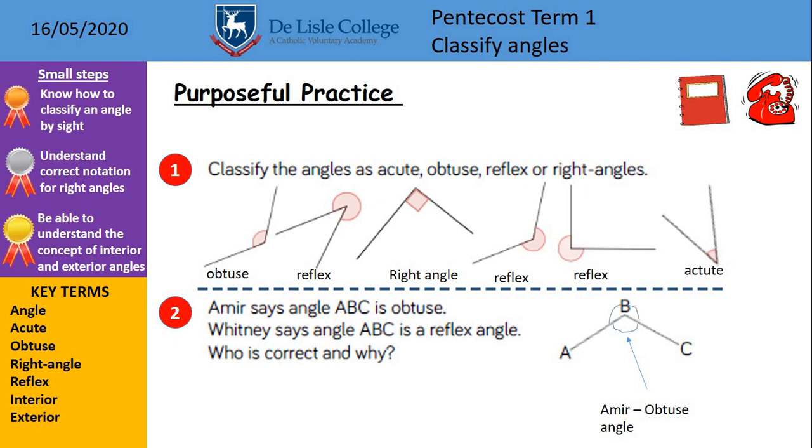Whitney, she might be looking at the other side of it, which is still ABC. That then would be greater than 180 degrees, and that would show that that is a reflex angle. Okay, so in effect there, both would be correct depending on how they looked at it, which is why on questions like this you tend to highlight exactly which side you're referring to when you want the angle measured.